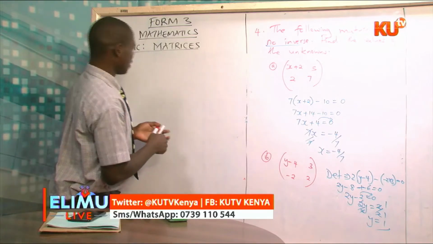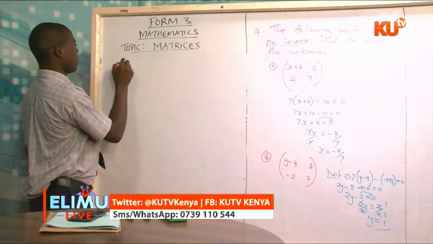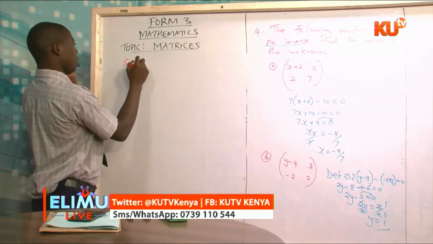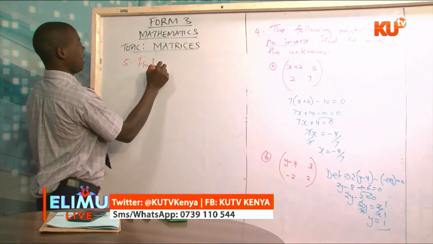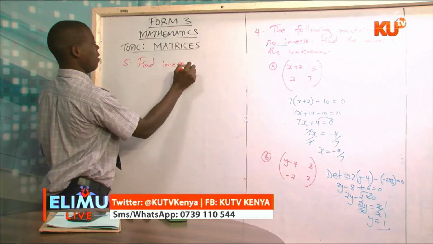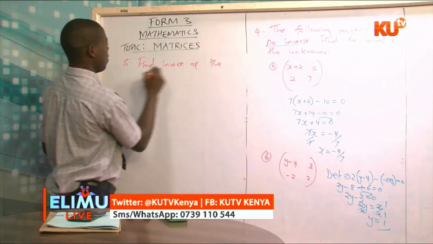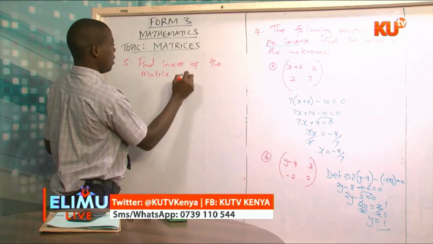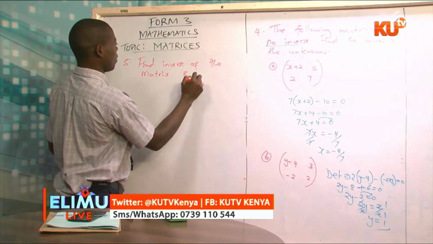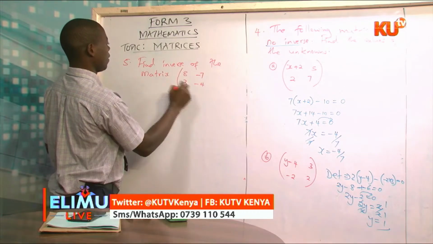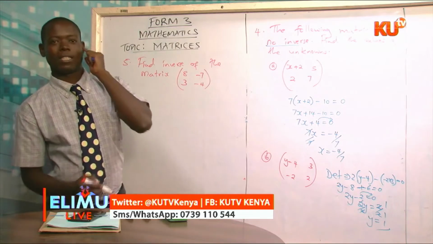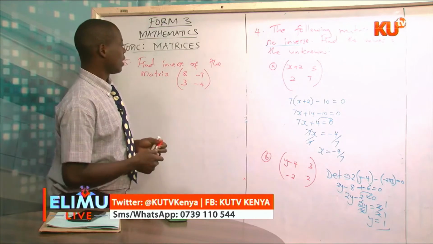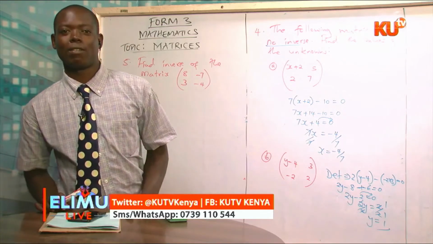The last example, before we conclude our lesson: you are told to find the inverse of the matrix. Find the inverse of the matrix 8, negative 4, negative 7, 3.